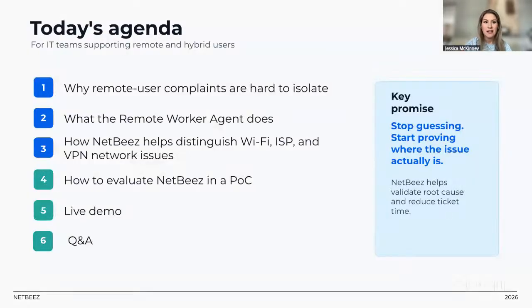All right, today's agenda. We are firstly going to go over why remote users' complaints are hard to isolate, followed by what the Remote Worker Agent even does. And then we will go over how NetBees helps distinguish Wi-Fi versus ISP and VPN network issues. And then we will talk about how we evaluate NetBees in a 30-day POC, followed by a live demo of the product, and then a Q&A.